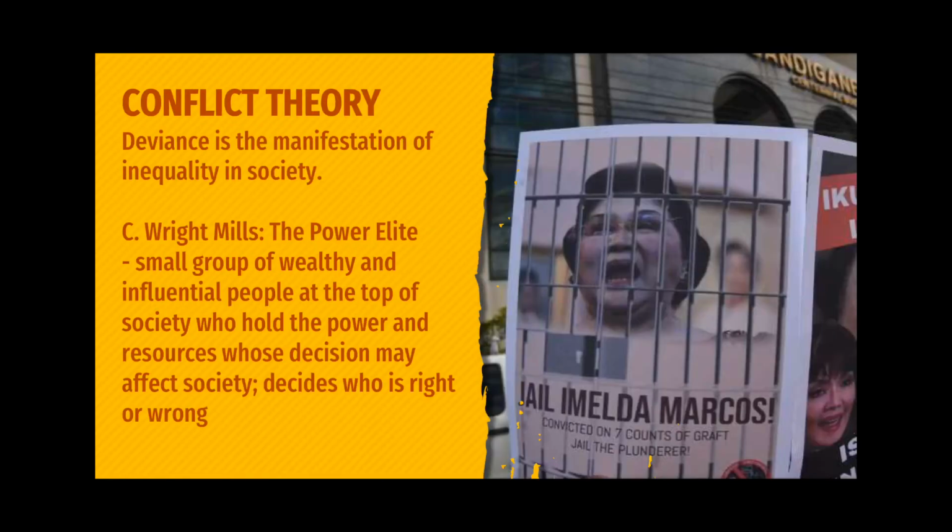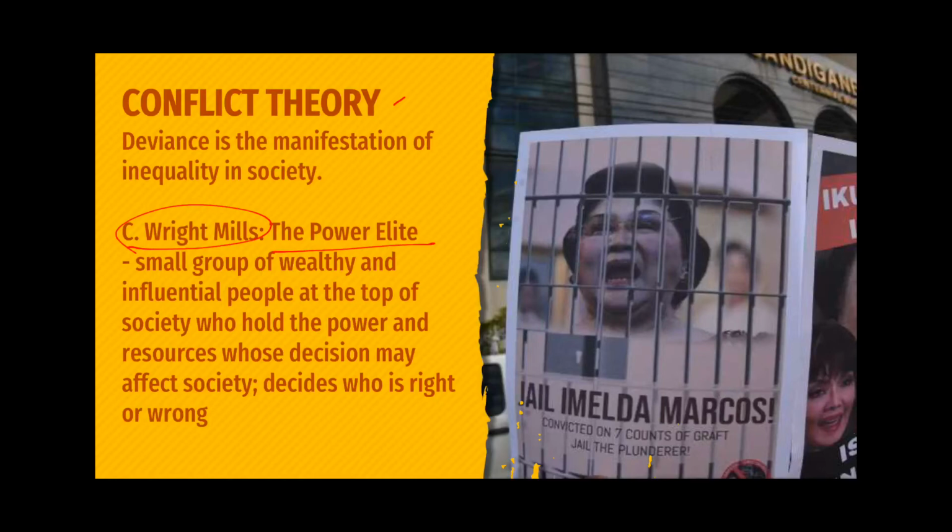Now we go to the next paradigm, which is conflict theory, and basically the whole thing argues that deviance is the manifestation of inequality in society. The way we look at deviance, the way we sanction deviance, is based on where the power lies. And C. Wright Mills, yes, the same C. Wright Mills that argues the sociological imagination, also presented the concept called the power elite.